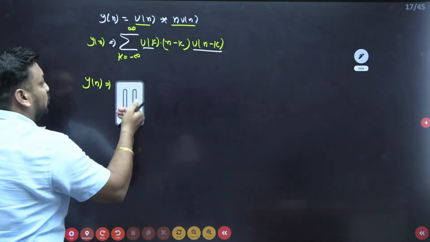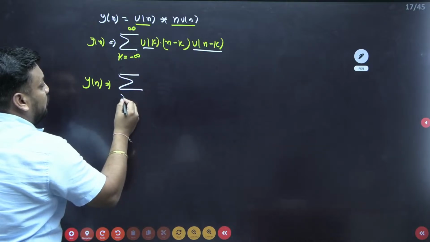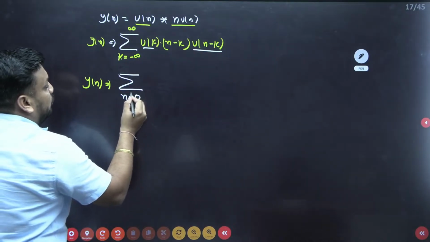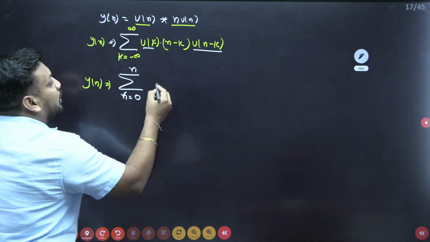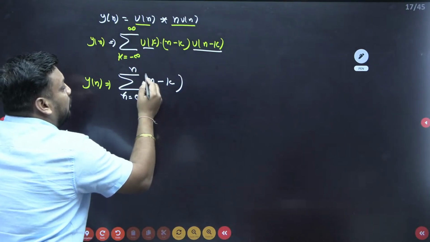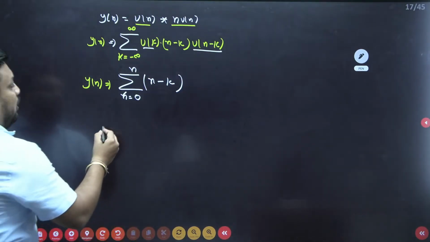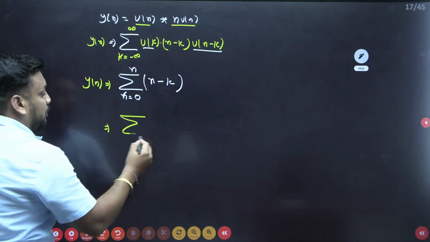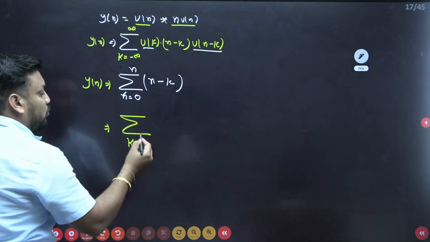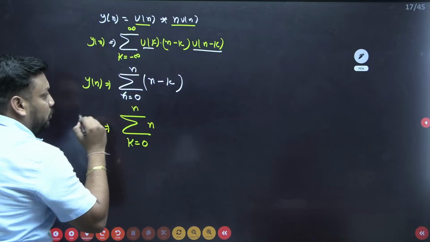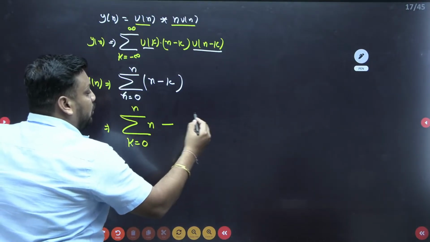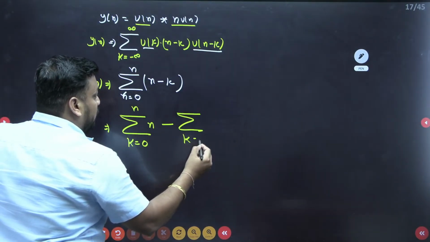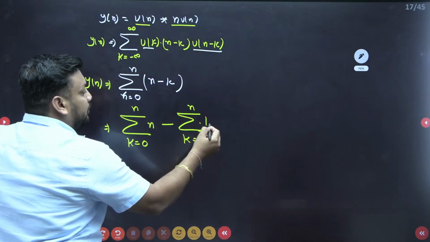Because u of k and u of n minus k, after multiplication, will give the limit k equal to 0 to n. And what is left? Only n minus k is left, sir. Because the limit is in k, k equal to 0 to n. So the first time you are writing n, and the second time you are writing minus sigma of k equal to 0 to n, and here is k.